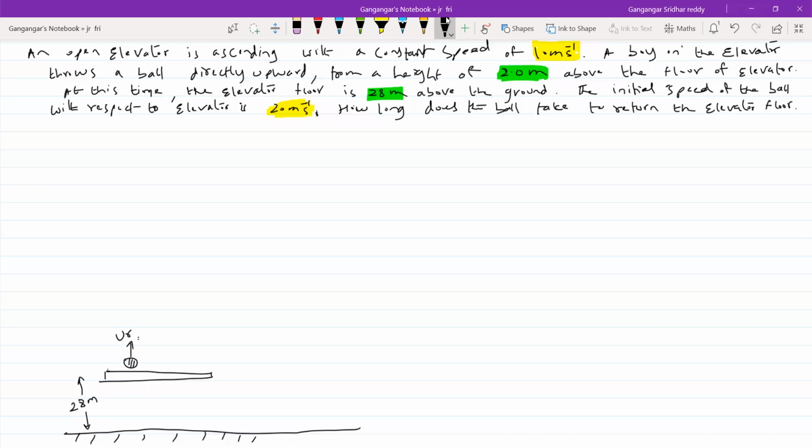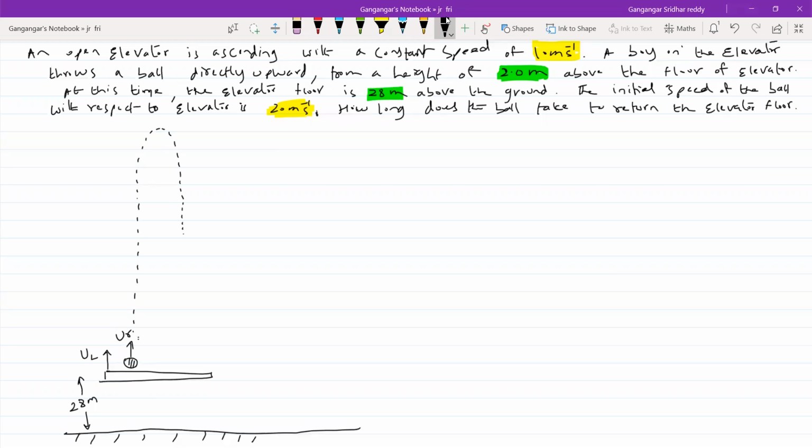What is the velocity of the elevator? It's constant. It will move with a constant speed UL, which is given: ascending with a constant speed of 10 meters per second. Then what actually happens? The ball will ascend first, no? It will ascend, then it starts descending.